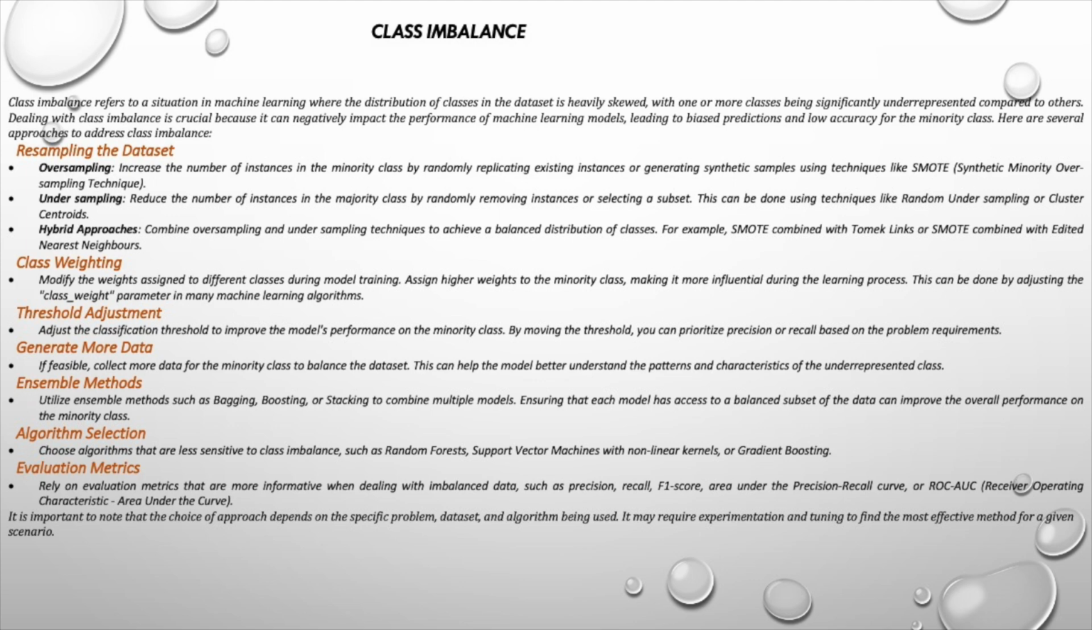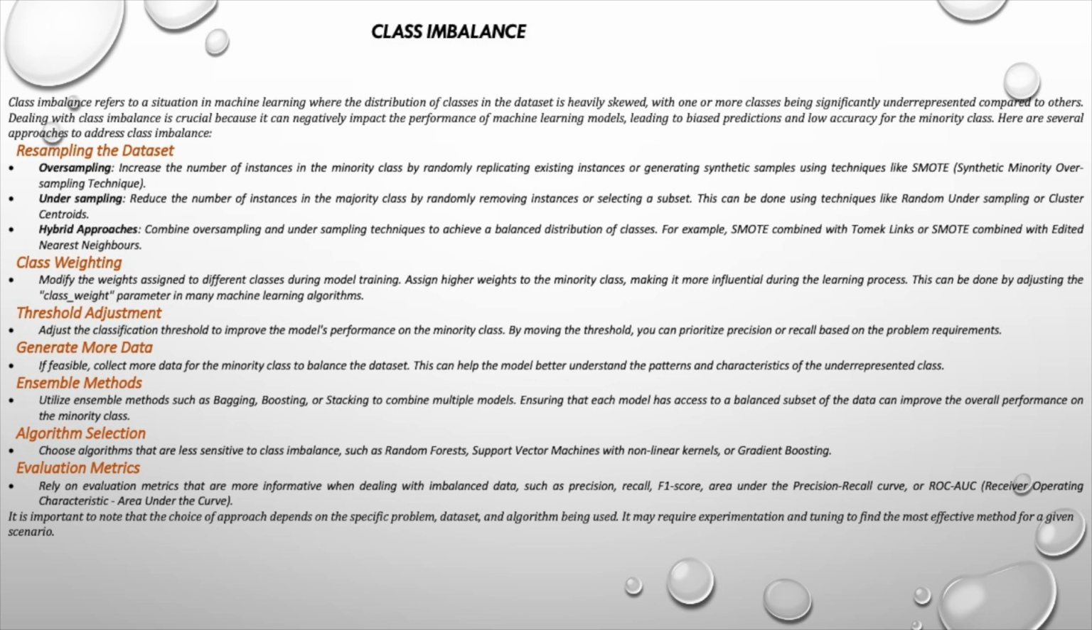Class weighting. Modify the weights assigned to different classes during model training. Assign higher weights to the minority class, making it more influential during the learning process. This can be done by adjusting the class_weight parameter in many machine learning algorithms. Threshold adjustment. Adjust the classification threshold to improve the model's performance on the minority class. By moving the threshold, you can prioritize precision or recall based on the problem requirements.